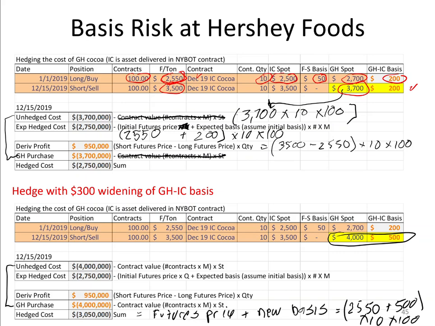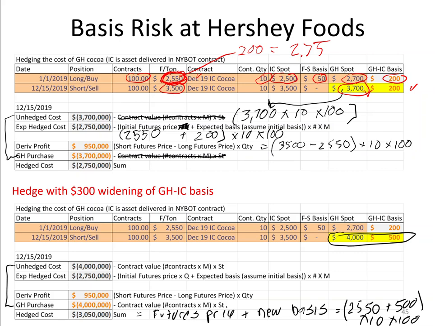Let's see what happens to their costs. Well, if they didn't hedge at all, it would cost them $3,700 per ton times 10 contracts times 100 tons per contract. It would cost them $3.7 million to buy cocoa if they just waited. However, at the time, Ivory Coast cocoa was selling for $25.50. That's for December delivery. They were hoping that, if the basis remained the same, they would expect to spend $27.50, or 2.75 million for Ghana cocoa.